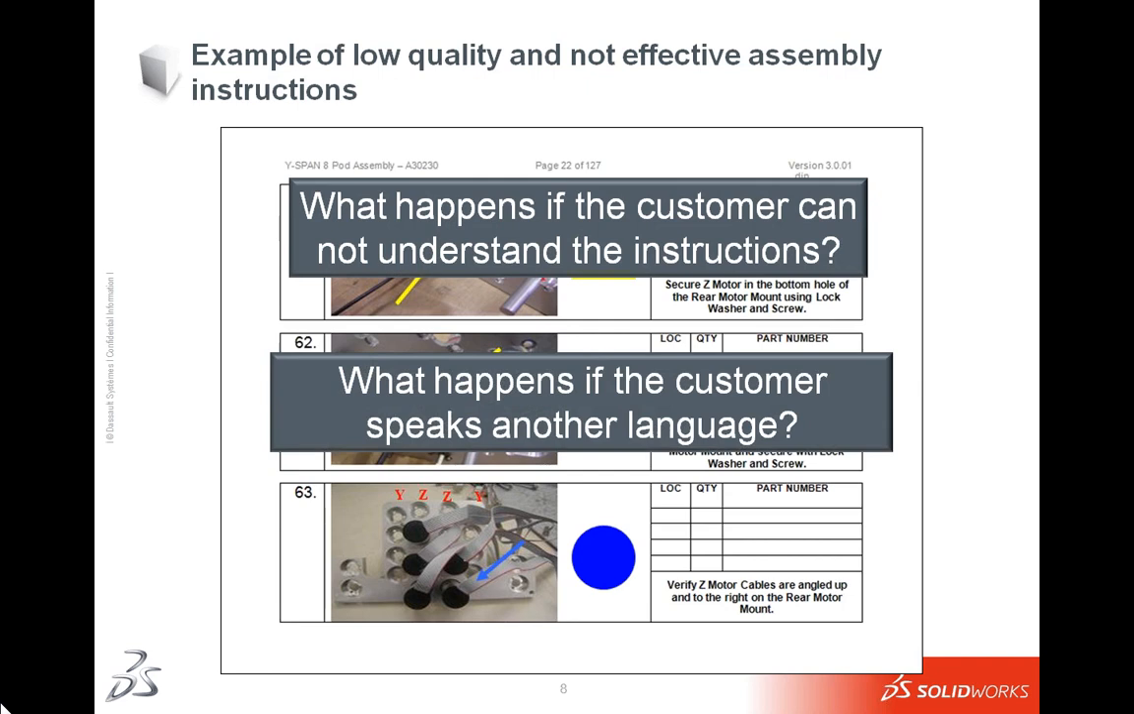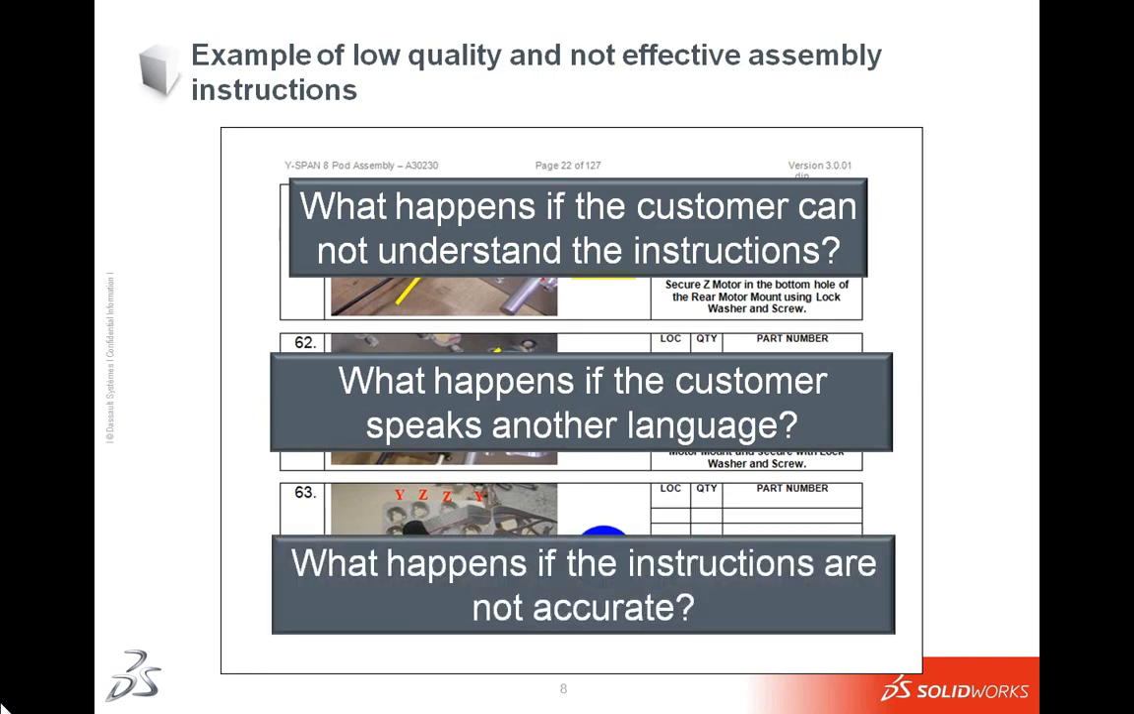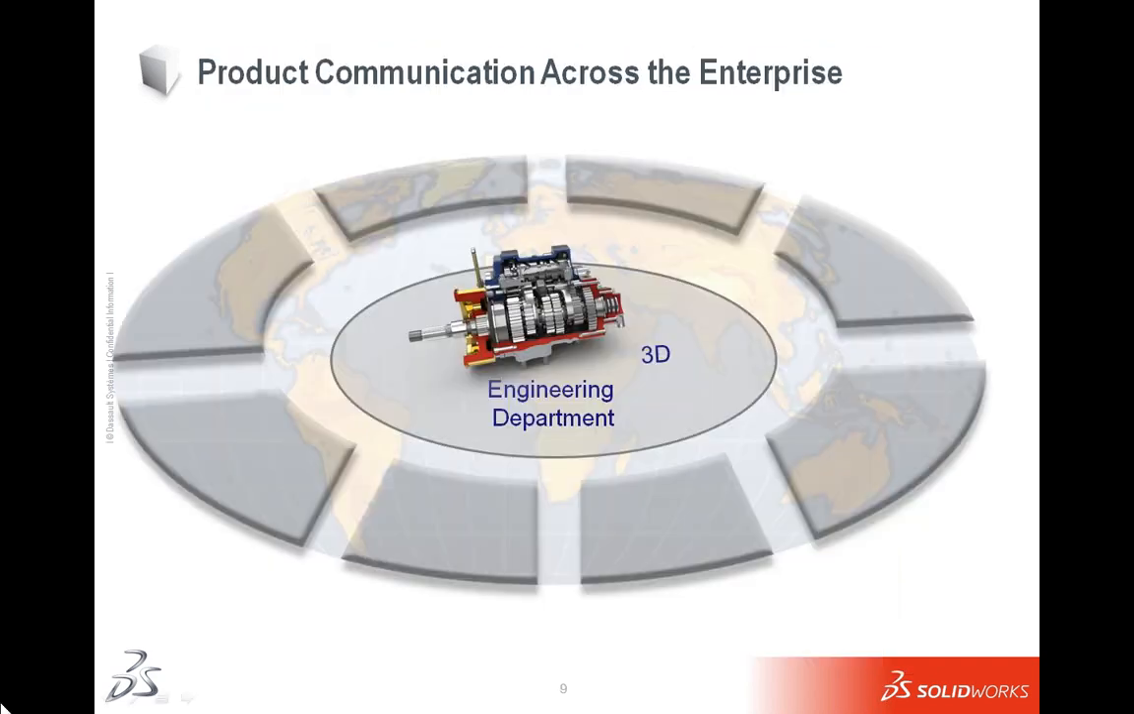What if it's in a different language? One thing about 3D via Composer is we have the capabilities to do almost any language out there. So that barrier is now going to be not an issue. And what if they're not accurate? Now we have to go back to the beginning to make changes. With Composer, we're going to be able to do these on the fly, so to speak.